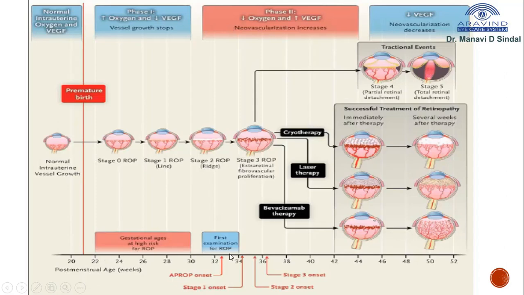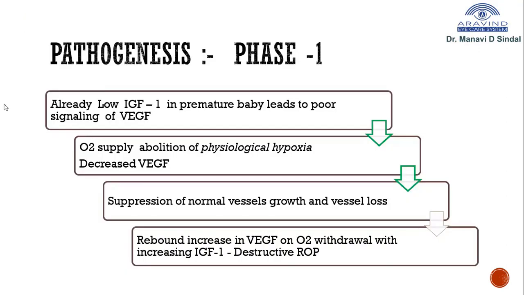This ROP is going to develop after 3 to 4 weeks of life of the baby. What happens in the pathogenesis of ROP is that the baby has low levels of insulin-like growth factor. This leads to poor signaling of VEGF. Then there is oxygen supplementation, abolishing the physiological hypoxia and down-regulating the VEGF. This suppresses the normal vascular growth that was happening in the baby's eye in the intrauterine period.